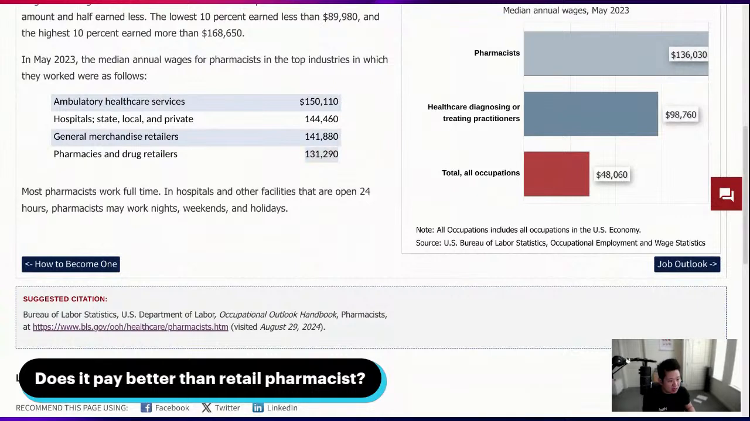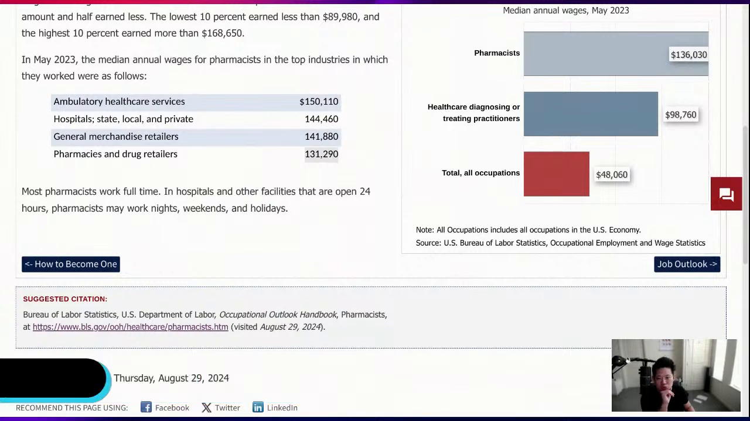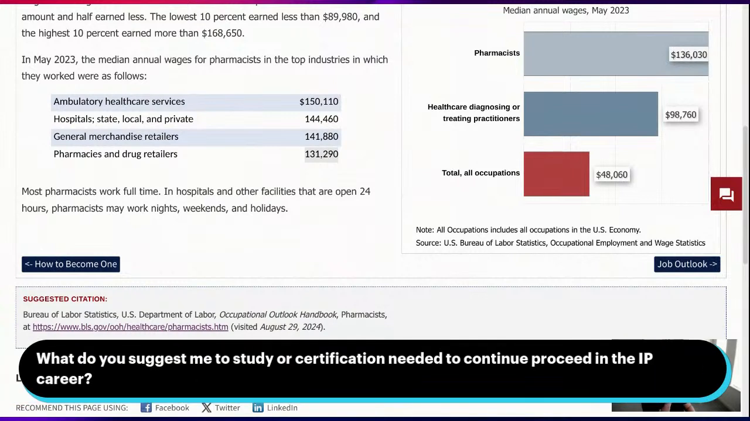Let's move on. I think there's one more question on here. Does it pay better? Oh yeah, here it is. Last question is, what do you suggest me to study or certification needed to continue to proceed in the IP route?